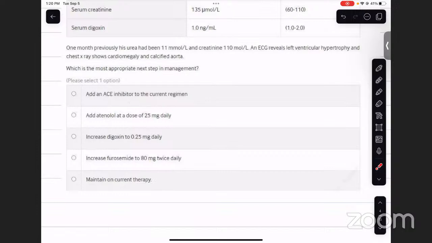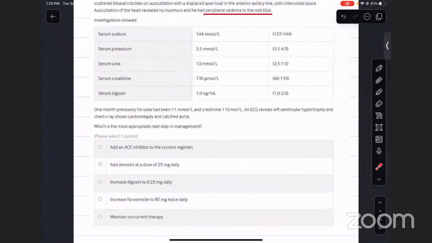So before we give ACE inhibitors to patients with chronic heart failure, we must know some important facts for initiation of ACE inhibitors. That is serum urea, creatinine, and the potassium. So if you see the current urea and creatinine level, there is a little rise of urea and creatinine compared to the previous one month. So should we add an ACE inhibitor or not? To consider it, you must know the upper limit of urea, creatinine, and potassium before initiation of ACE inhibitors.